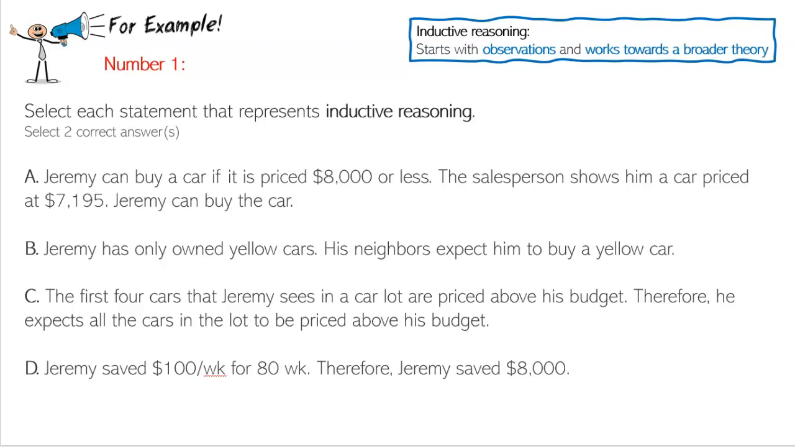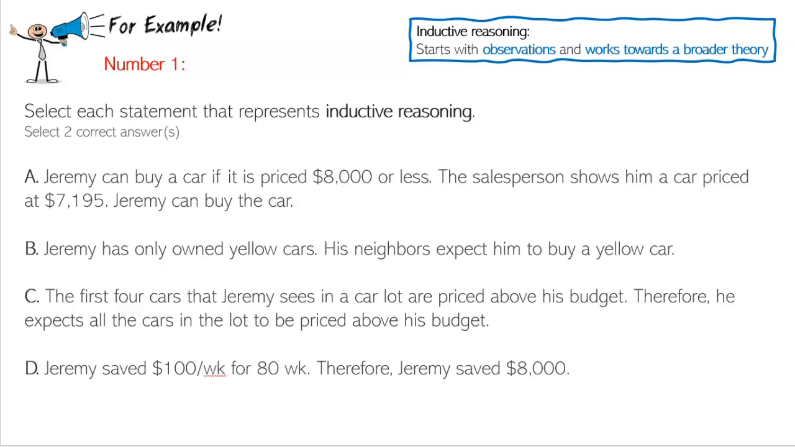Jeremy has only owned yellow cars. His neighbors expect him to buy a yellow car. He hasn't bought a yellow car, but he always has yellow cars. If he's buying a new one, his neighbors have a broad theory. He probably will buy a yellow car. So I believe that's one of them.